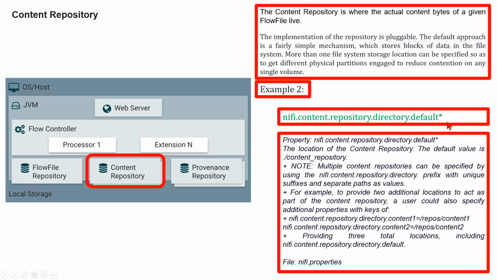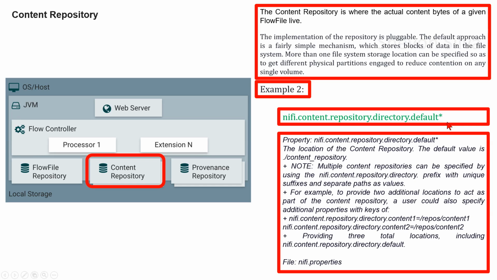As an example too, we can consider the property NiFi.content.repository.directory.default strict. The location of the content repository. The default value is ./content_repository. Multiple content repositories can be specified by using the NiFi.content.repository.directory prefix with unique suffixes and separate paths as values.